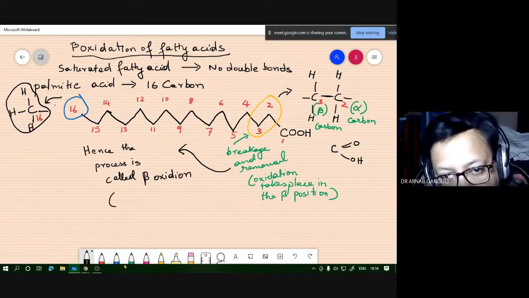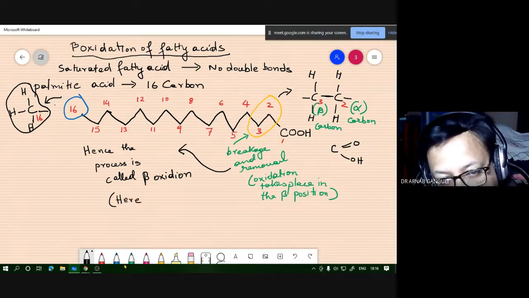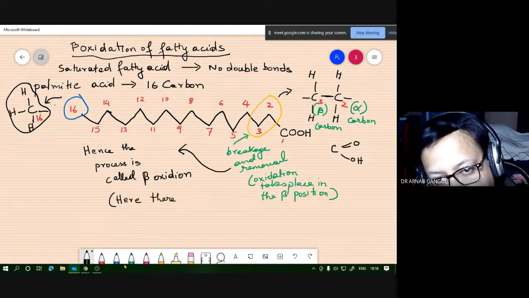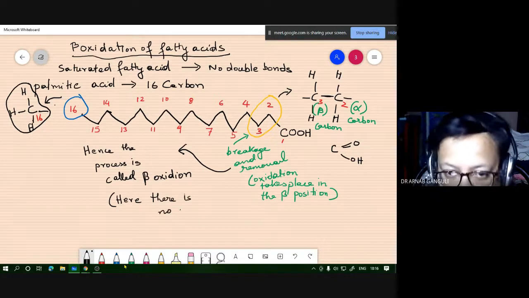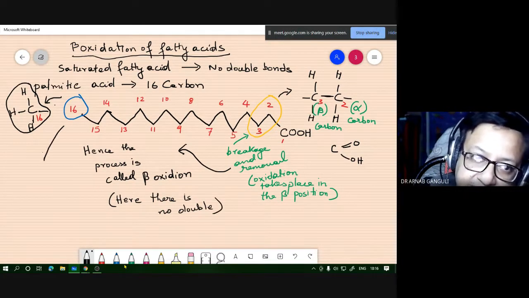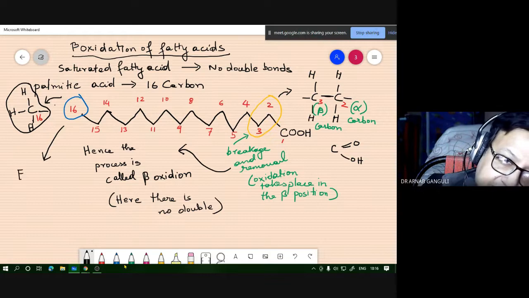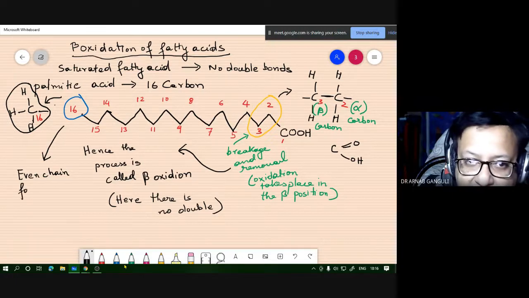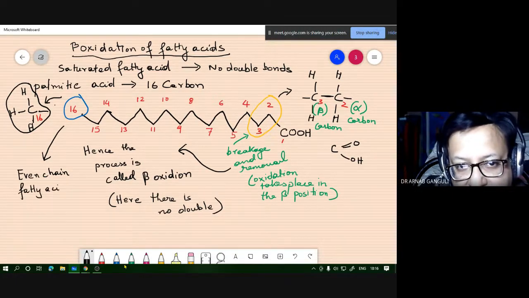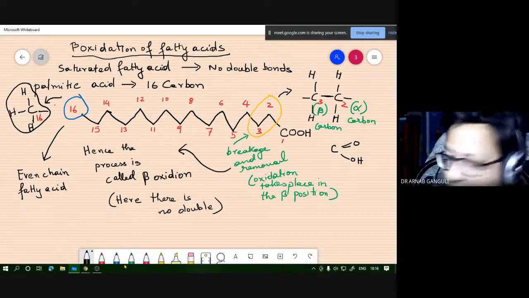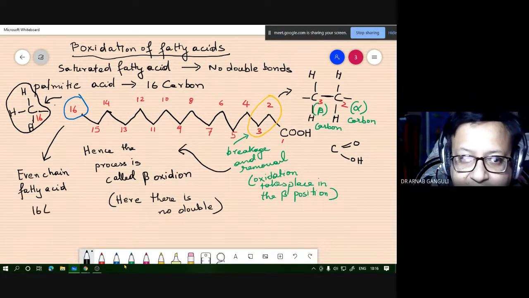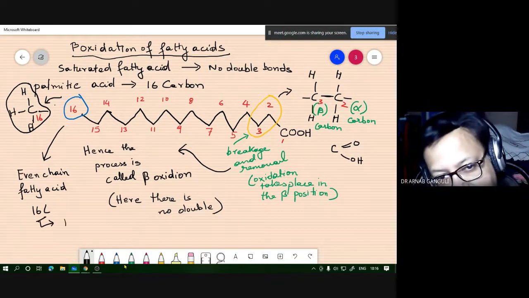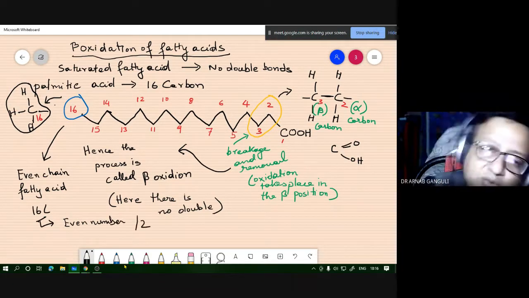So here there is no double bond, and palmitic acid, this is an even chained fatty acid. Okay, since it is 16 carbon, 16 is an even number. It is divisible by 2.